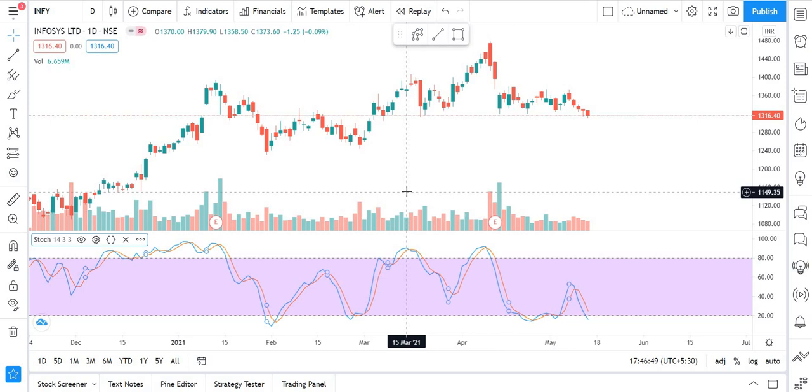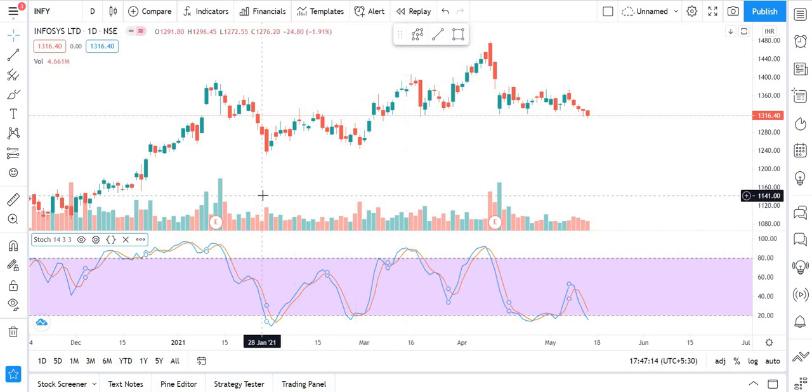So here again you can see, once again the prices were above the 80 zone, meaning in the overbought zone. Here the stochastic made its high, its peak somewhere here, and you can see prices have started falling after that. So this is how you have to take signals, and this is how you can short or go long in the market. This is one way. I'll show you from the bottom side also.